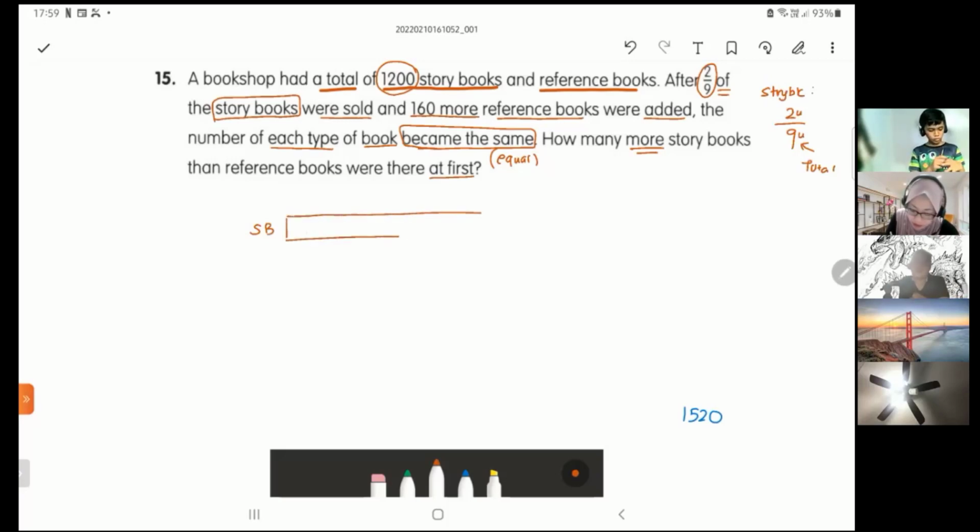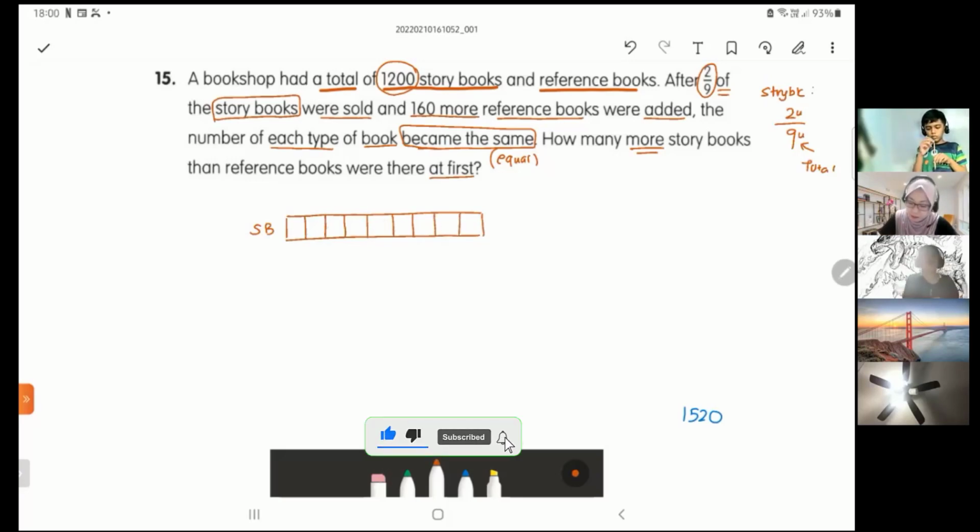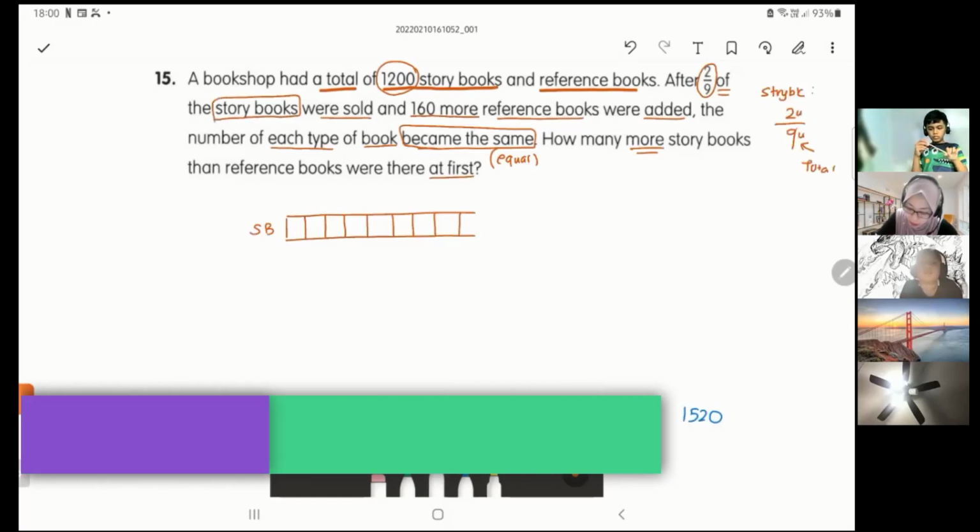So first draw a straight one, then you cut it into 9 parts. By the way, parts and units are the same. For those of you who do not know or forget, they mean the same thing. Right, I have 9 units here. Try to make it as equal as possible.